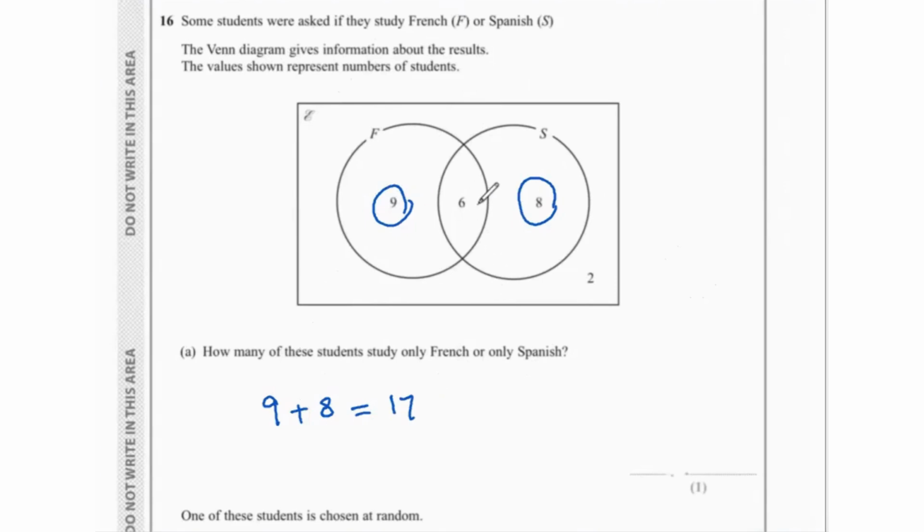9 plus 6 would be people who study French and include the people who study Spanish, because this is the common part. So these people study French and Spanish, so you need to be very careful about this. Only French is 9 and only Spanish is 8. So total students would be 17 for that.